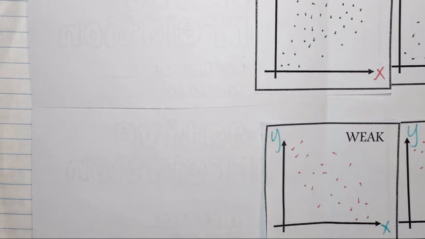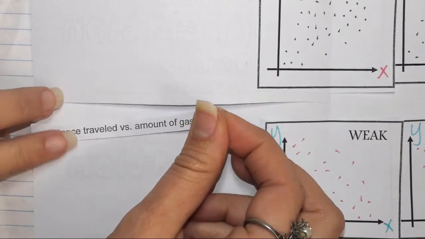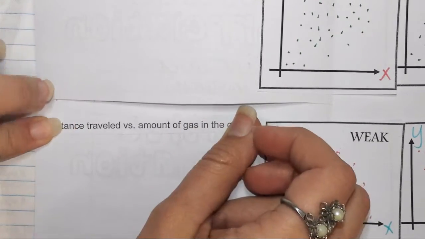Alright guys, I need us to stop the side conversations because we can't hear what's happening. We were doing very well. But this one is distance traveled versus the amount of gas in the car.